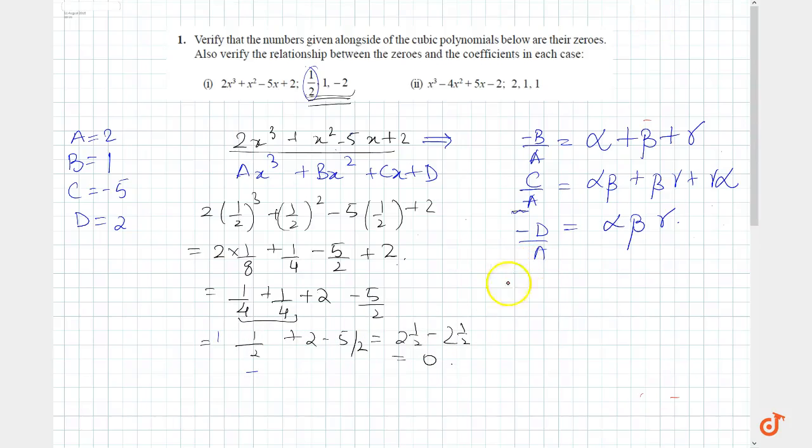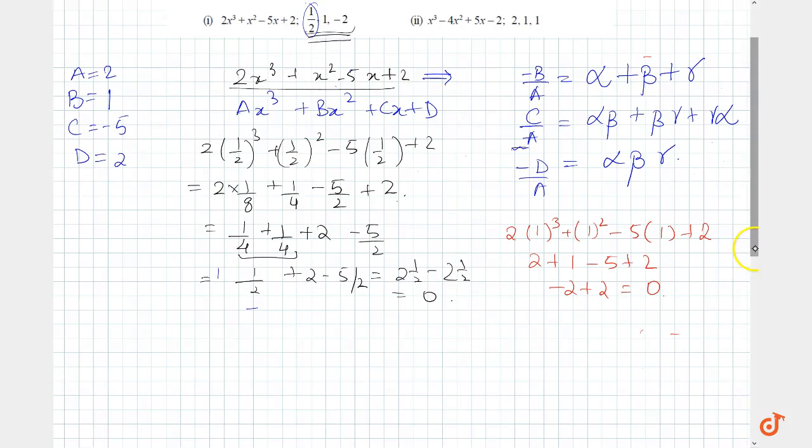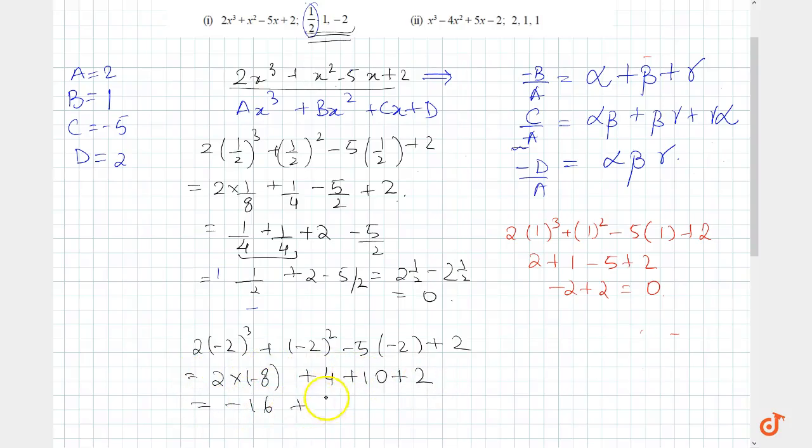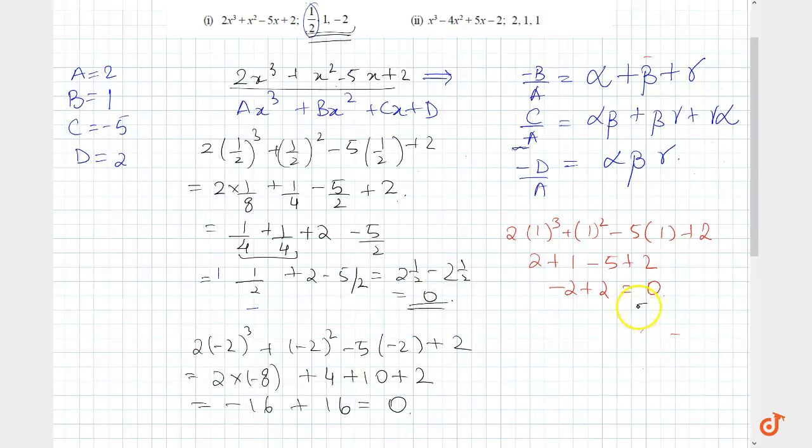Then we put 1 in it. So 2 into 1 whole cube plus 1 whole square minus 5 into 1 plus 2. So 2 plus 1 minus 5 plus 2, which is equal to 0. So this is also one of the roots. Then we put minus 2 in it. So 2 into minus 2 whole cube plus minus 2 whole square minus 5 into minus 2 plus 2. So 2 into minus 8 plus 4 plus 10 plus 2. So minus 16 plus 16, which is equal to 0. So all three are equal to 0, which means all of them are the roots.